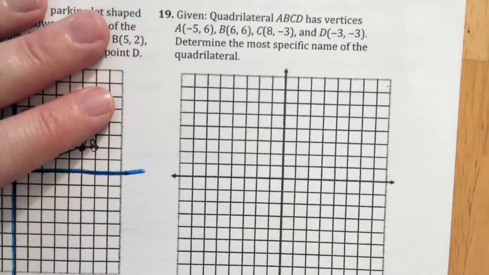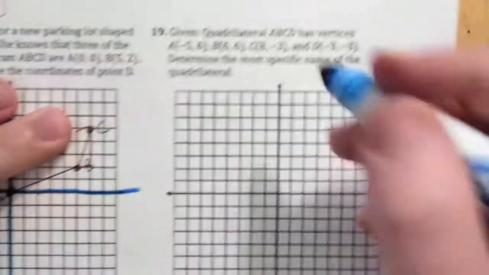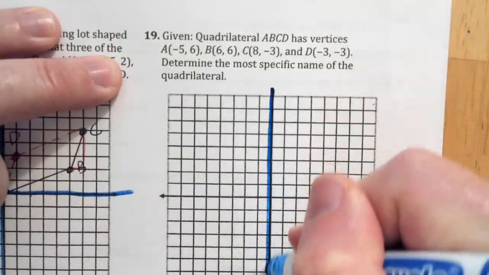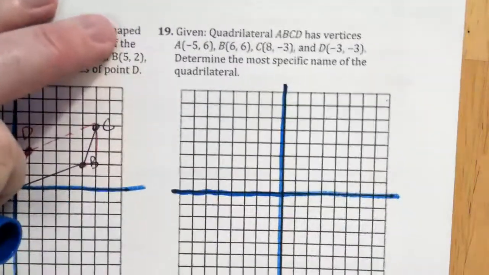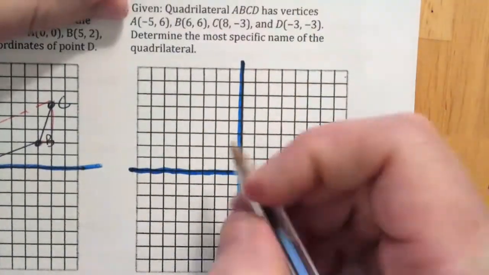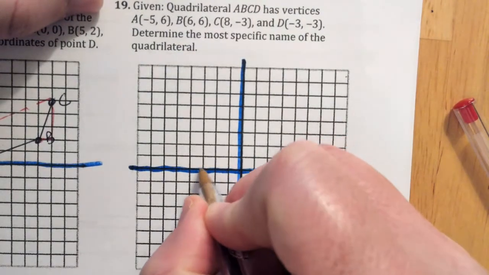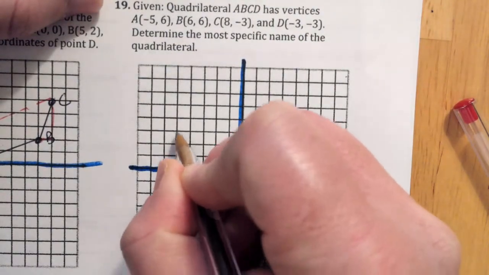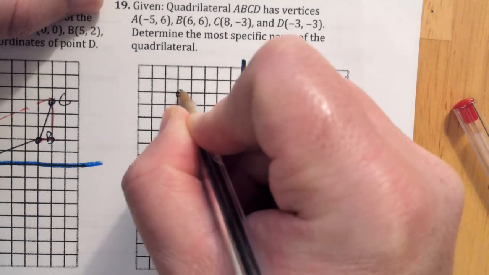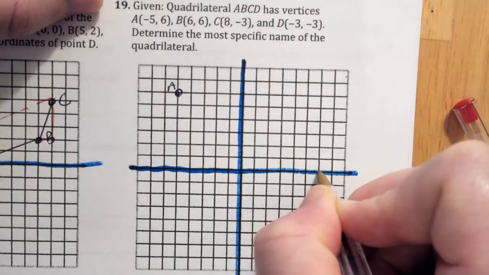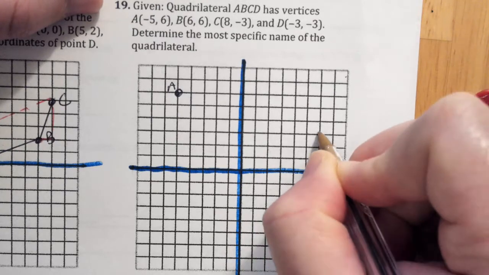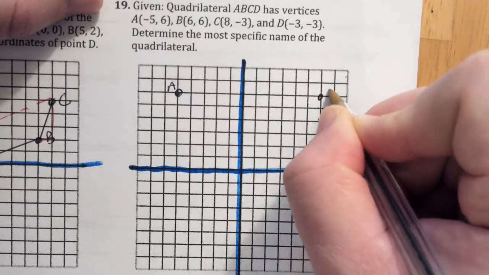All right, number 19. All right, let's plot the points. So let's start on our axis lines first. That usually helps us out. All right, so 19. So negative 5, 1, 2, 3, 4, 5. Positive 6, 1, 2, 3, 4, 5, 6. There's my A. Then 6, 1, 2, 3, 4, 5, 6. Positive 6, 1, 2, 3, 4, 5, 6. There's my B.